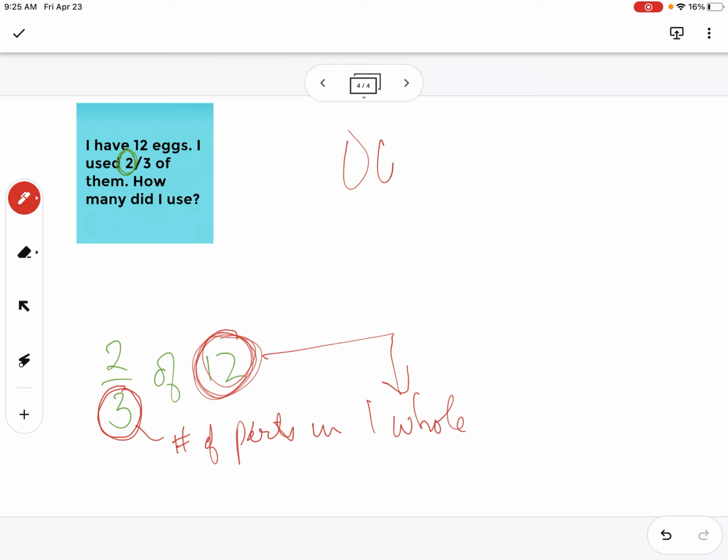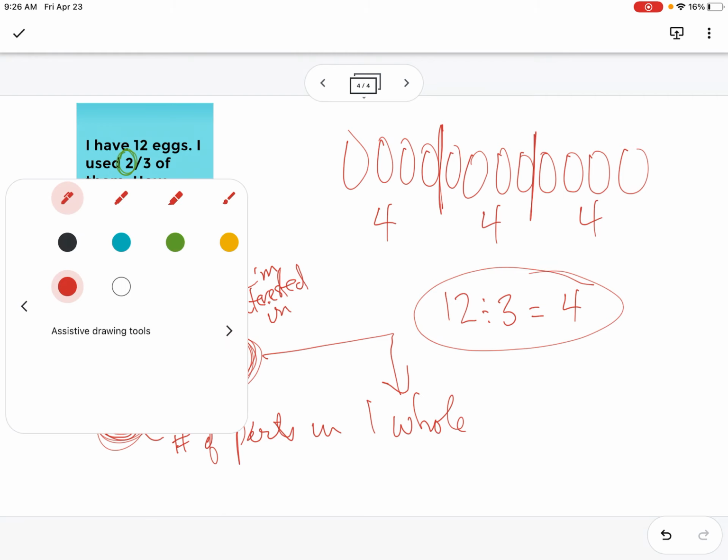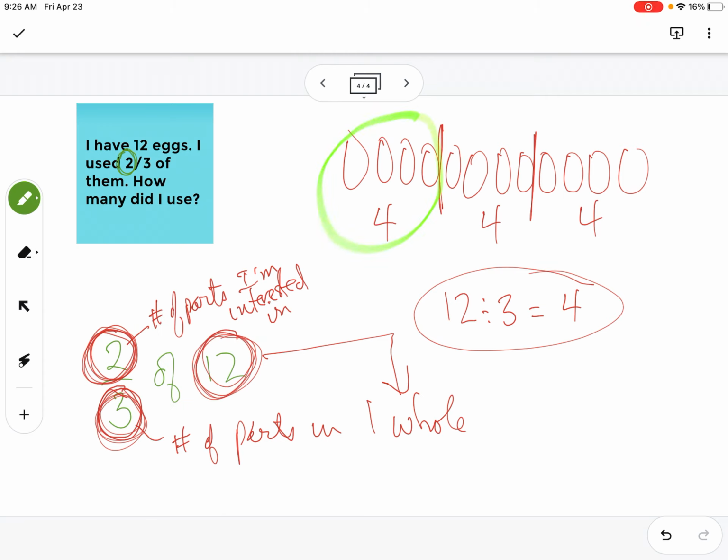Now I go to the top. This is something we haven't seen yet. So far it's always had a 1 up there. Now there's a 2. Remember what the top tells me. It tells me the number of parts that I'm interested in or thinking about. So instead of just being interested in one part as we were in the past, now this 2 up here is saying, give me 2 of those parts. So if I'm getting 2 of the parts, each part has 4, 2 of the parts means now I've got 8. So 2/3 of 12 is 8 eggs.